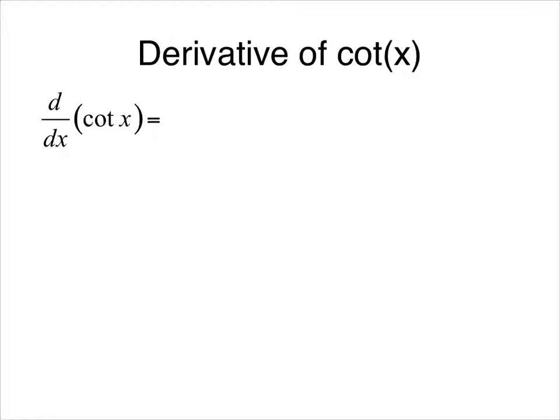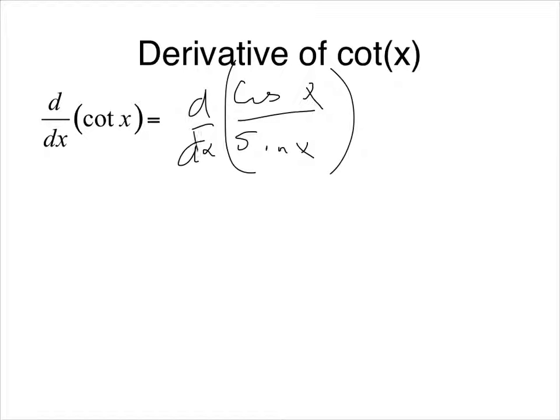Moving on to cotangent of x. Again, do not want you to use the definition of the derivative. Would rather you rewrite these in terms of sine and cosine. We know cotangent is cosine over sine, and we would want to take that derivative. Again, using the quotient rule. Pause the video while you finish that problem.